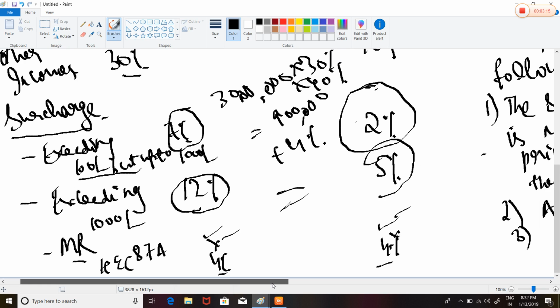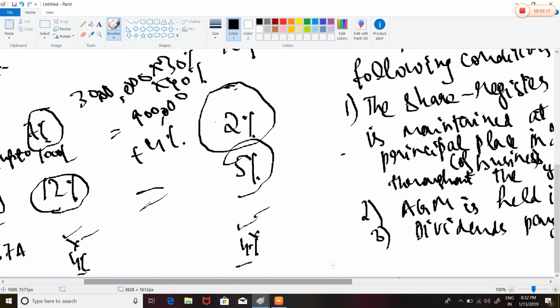Such notes will not be provided to you by any other faculty. Remember that, not by any other faculty. Such short notes, which you can revise at the time of the exam also.